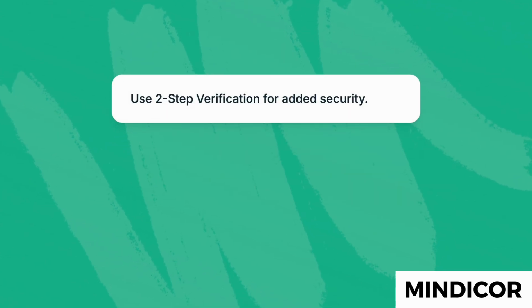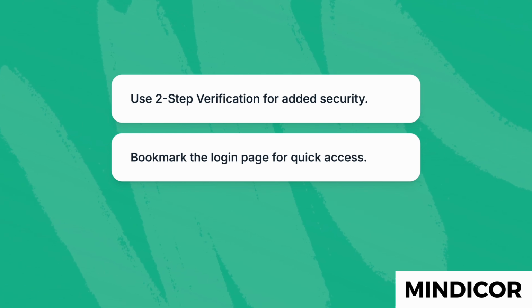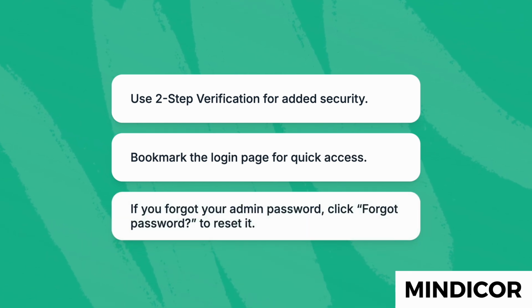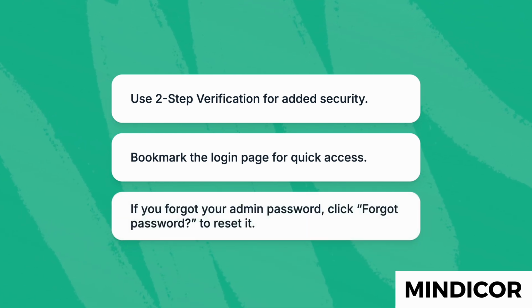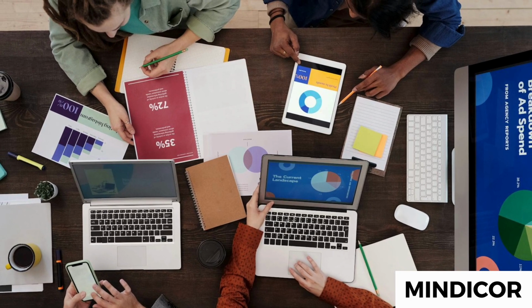Tips for admins: use two-step verification for added security, bookmark the login page for quick access. If you forgot your admin password, click Forgot Password to reset it. Now you're ready to take full control of your organization's Google Workspace settings.